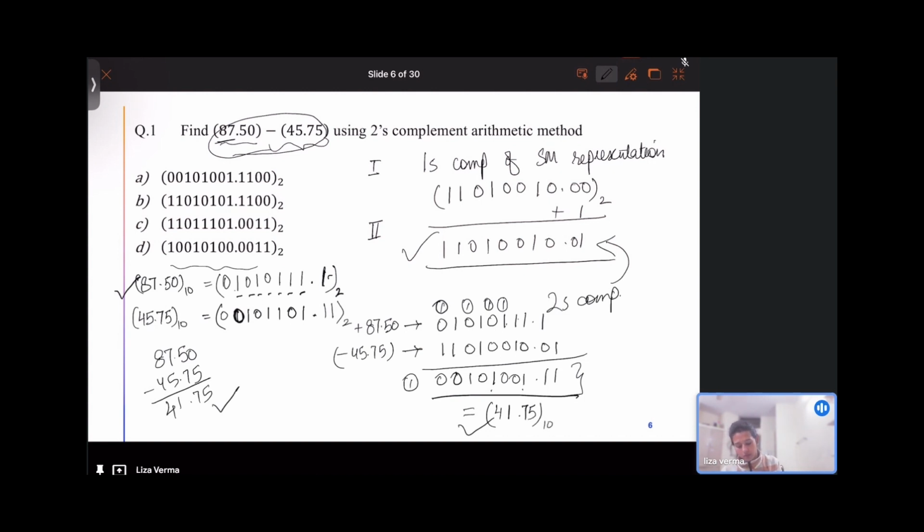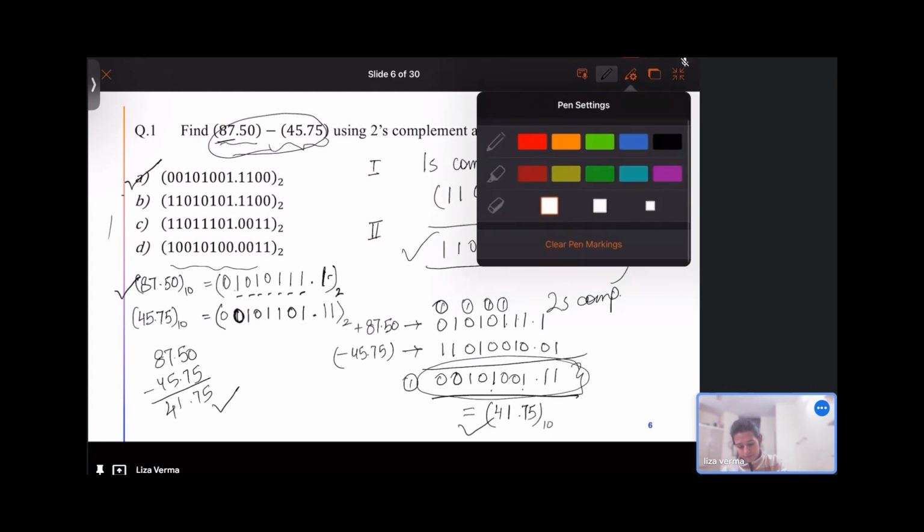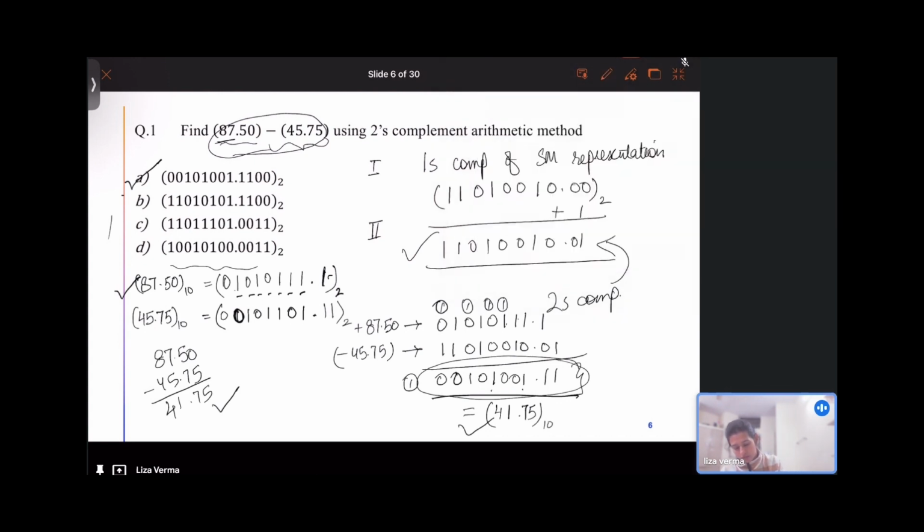So what is this string corresponding to the options? Oh, only one of them has MSB as 0, so yeah, A is the correct option. I hope the solution was clear. Let's move on to the next question.